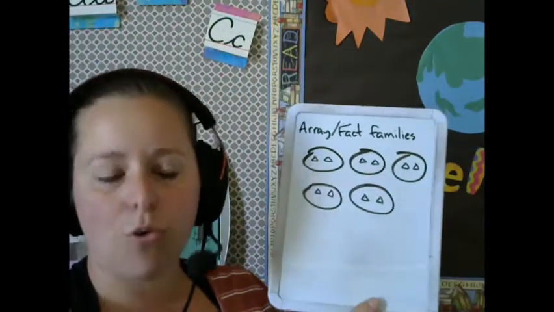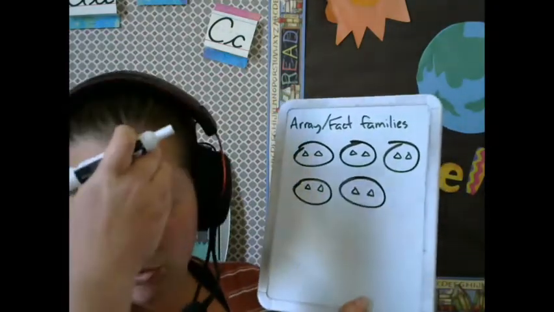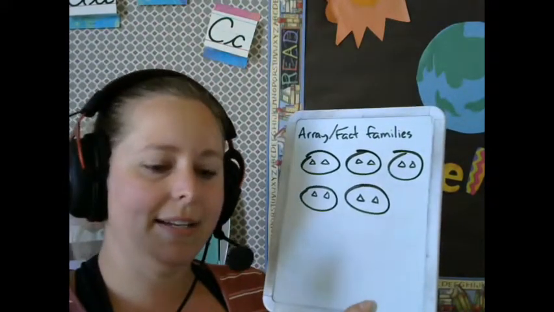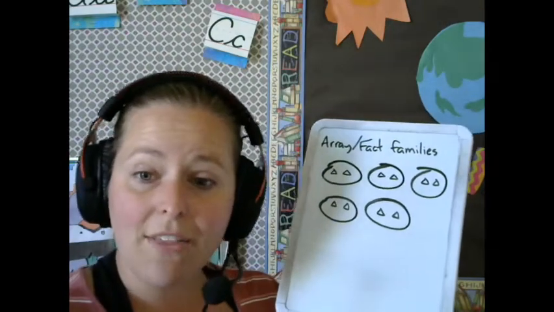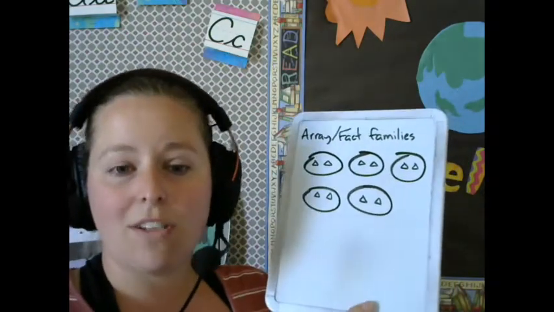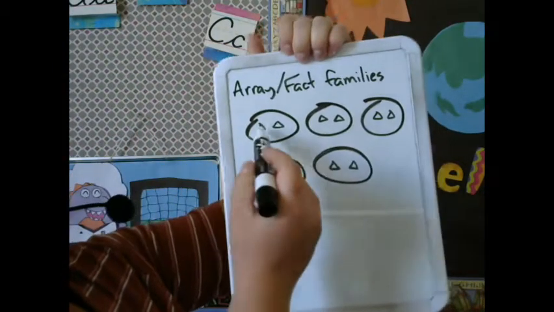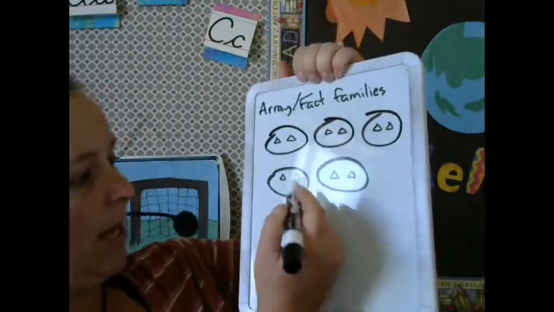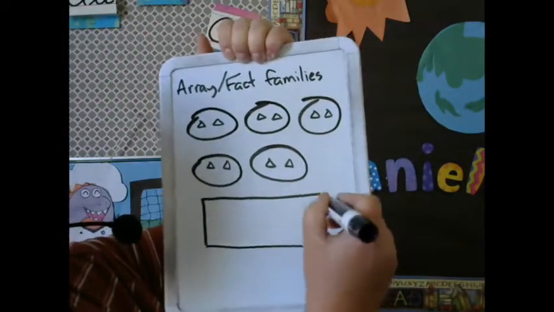So what it's going to ask me to do is draw this as an array. An array is where I take this information and draw it with little squares together, or it might look like little circles. So we're going to draw it as squares. We've got 5 groups of 2, so we're going to go 5 over, 2 down. Let me draw this.